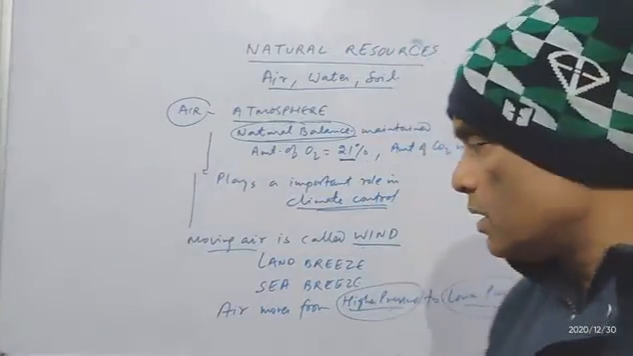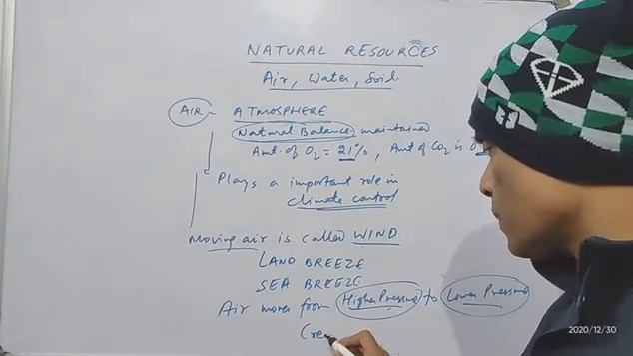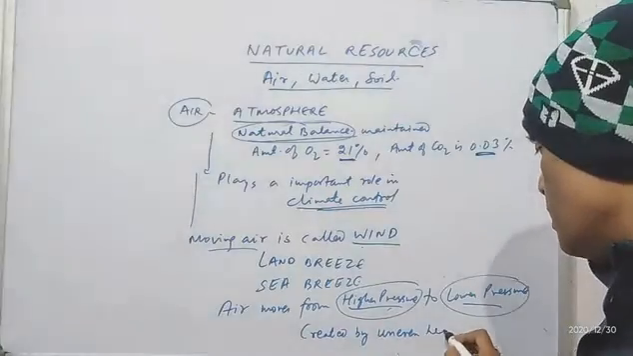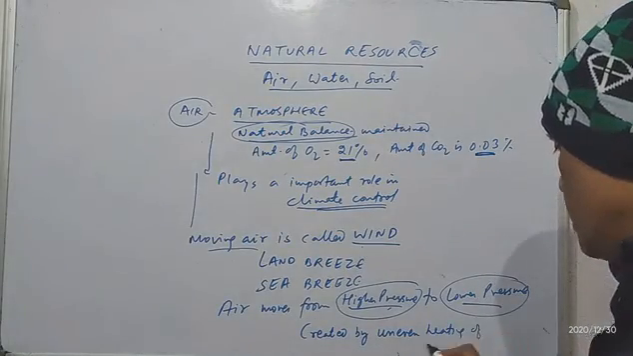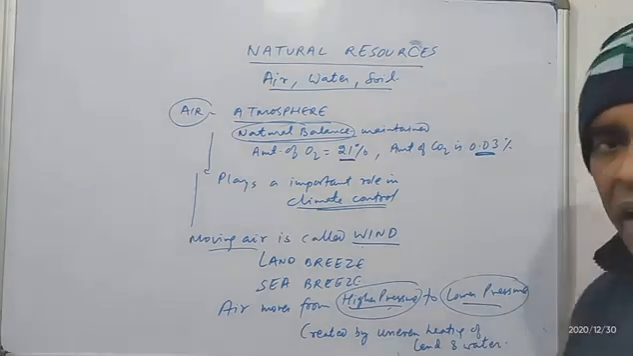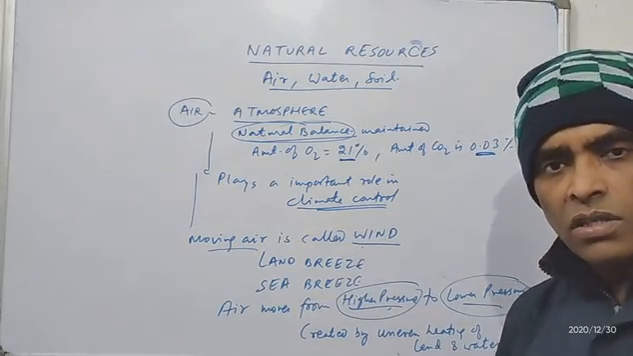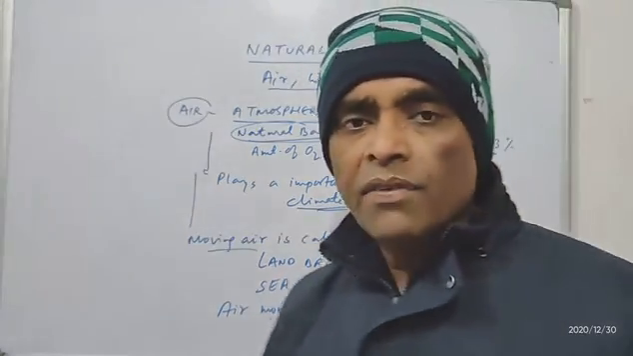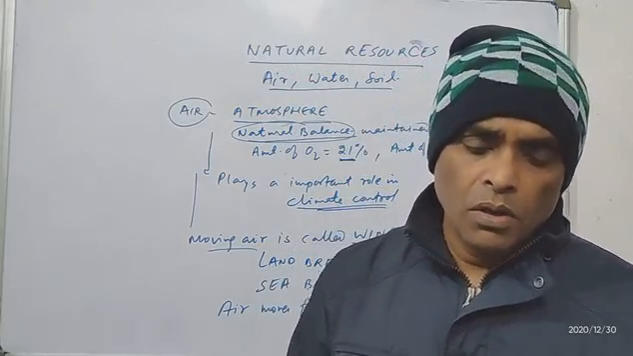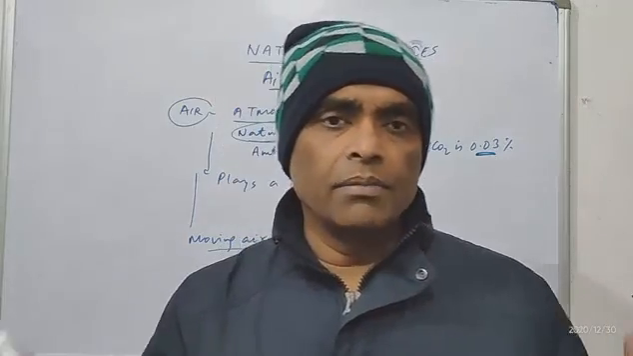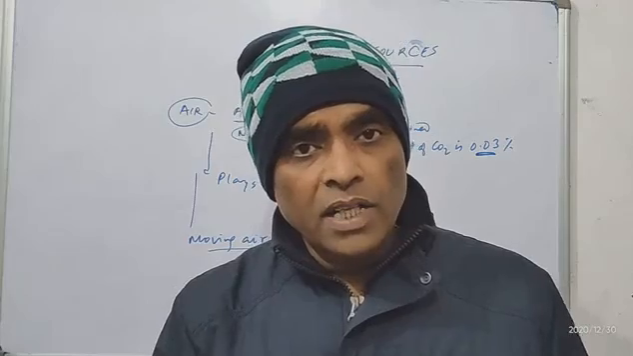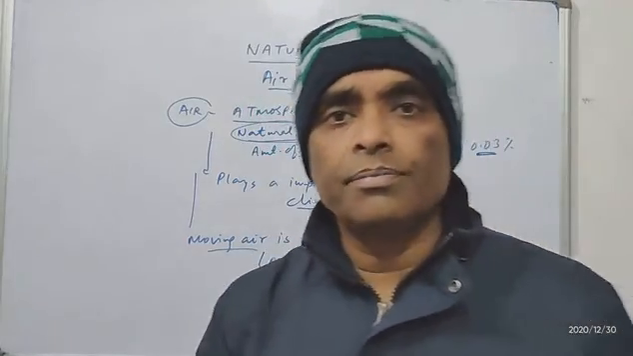And how is that created? That is created by uneven heating of land and water. The specialty of land is it gets hot faster than water, and it even cools faster than water. So when it is summer season, or let us talk about the daytime when sunlight is falling, in the presence of sunlight, land gets hot faster than water.